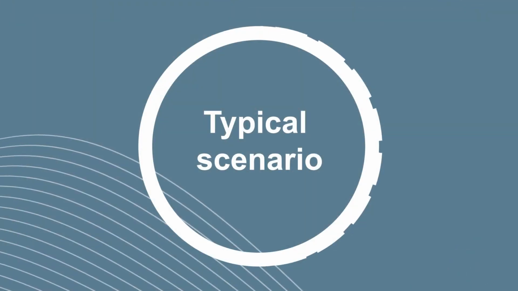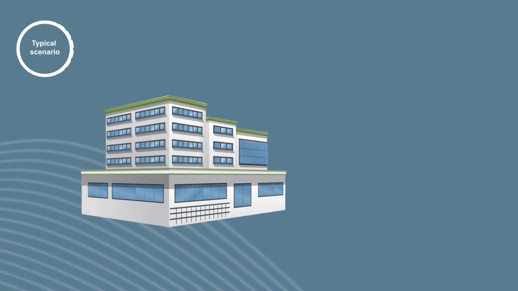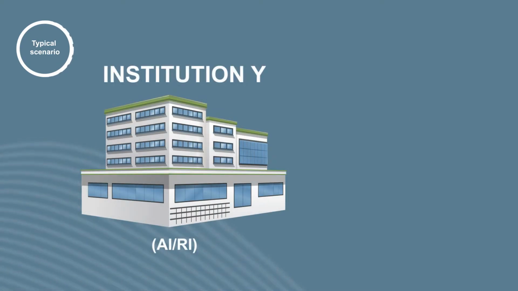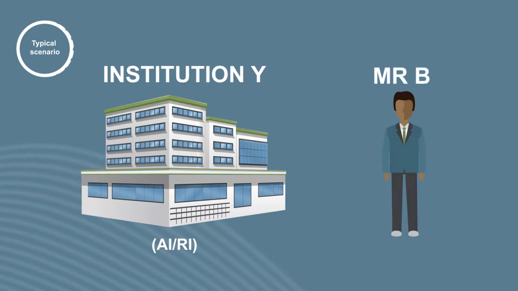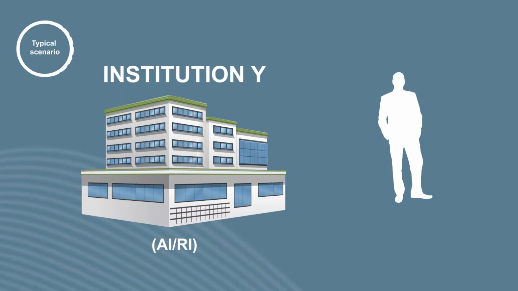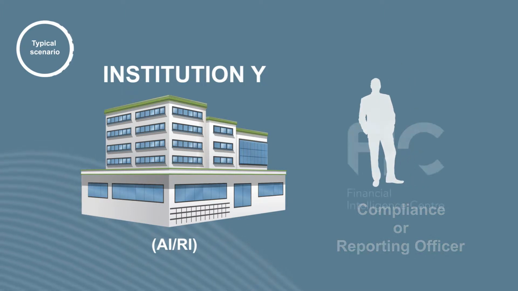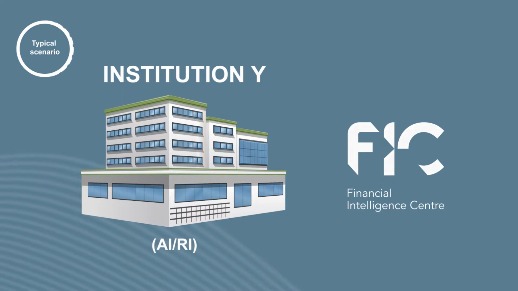Let's look at a typical scenario that we will use in this reporting exercise. Say the accountable or reporting institution, AI or RI, is institution Y and Mr. B is their client. It is also assumed that you, the viewer of this video, are the compliance or reporting officer of institution Y and are responsible for reporting to the FIC.